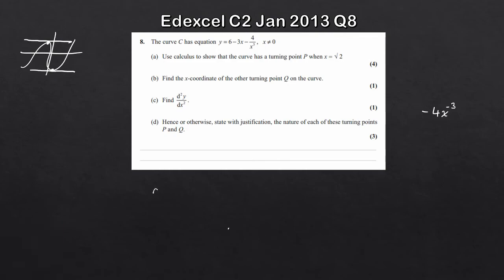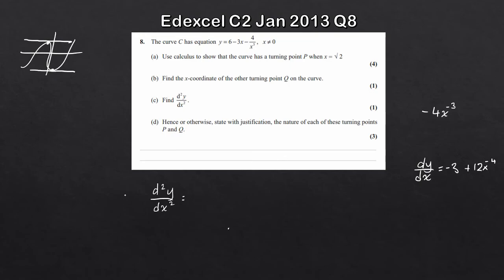So the second derivative, it helps. I should have kept the first derivative up. I have written it down. Let's have a check. So what did we get? We got dy by dx was minus 3 plus 12 over x to the 4. But we can write that as 12x to the minus 4. So to find the second derivative now, we just differentiate this here again.